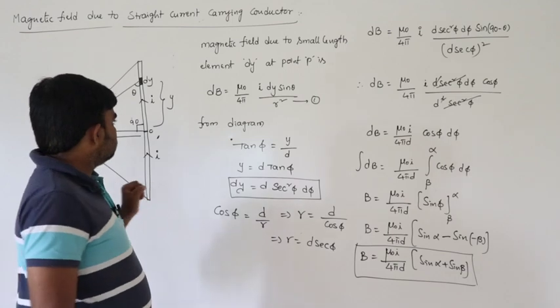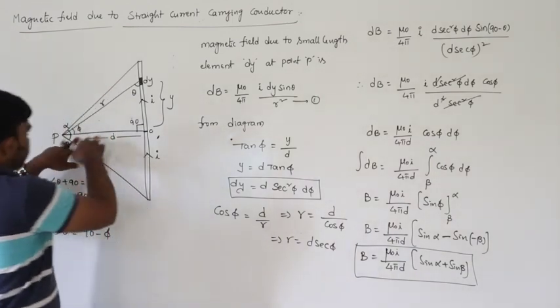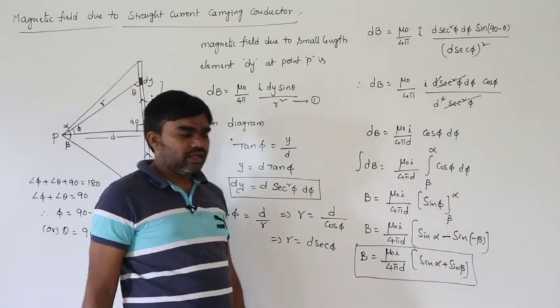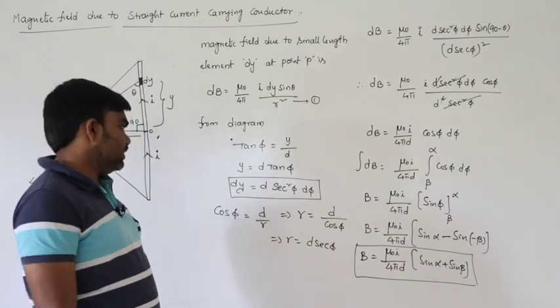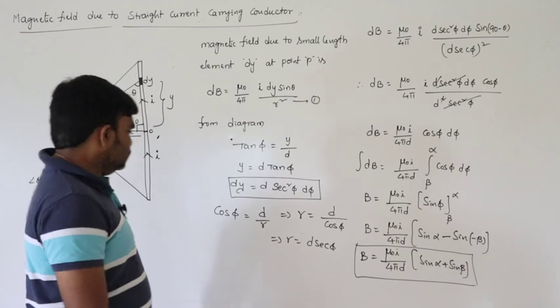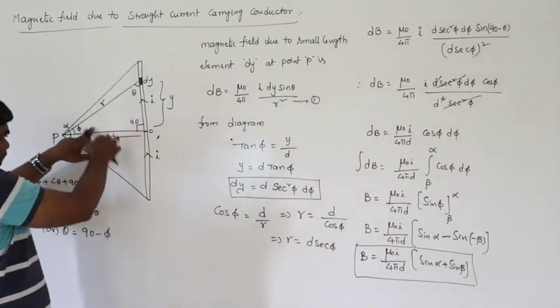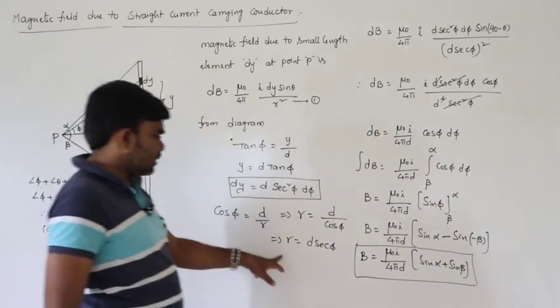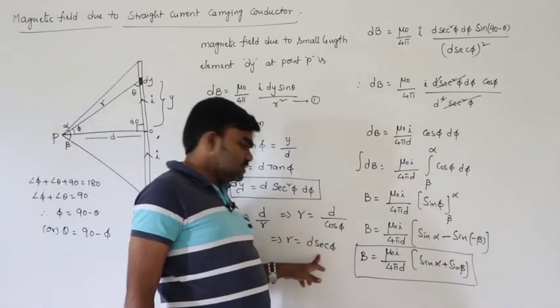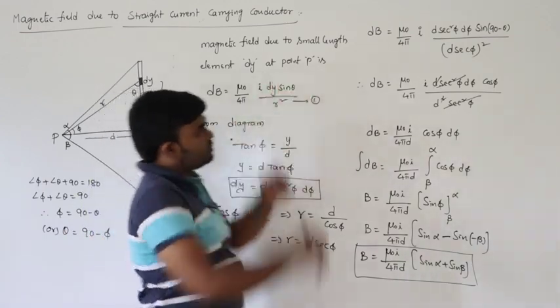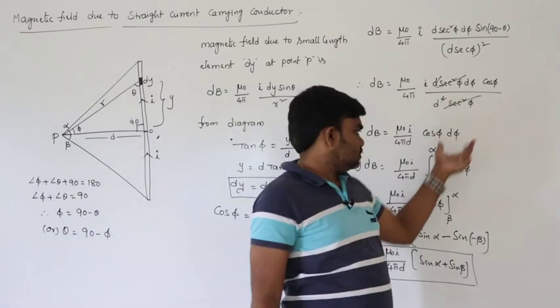So from the diagram, what can we write? Tan phi, opposite side by adjacent side, y by d. So y is equal to d tan phi, and dy is equal to d secant square phi d phi. Next, again cos phi, adjacent side by hypotenuse, d by r, so r is equal to 1 by cos phi, which is secant phi. Very good. So just substitute these values in this, just like this, that's it, simply.